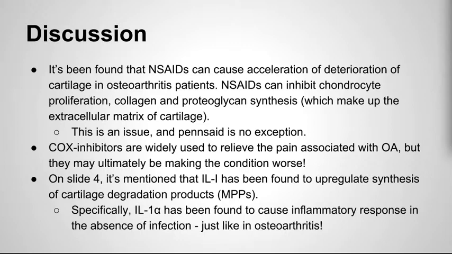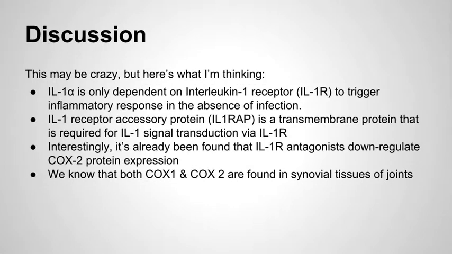So earlier on slide 4, I mentioned those Johns Hopkins researchers, that they mentioned that interleukin-1 has been found to upregulate synthesis of cartilage degradation products, or MMPs. So specifically, interleukin-1 alpha has been found to cause the inflammatory response in the absence of infection, and that's exactly like osteoarthritis. So that's pretty interesting.